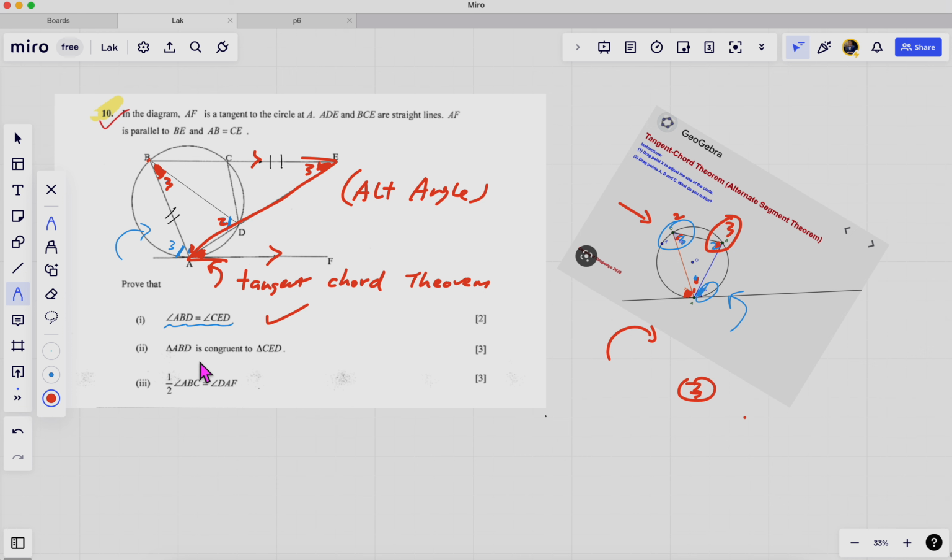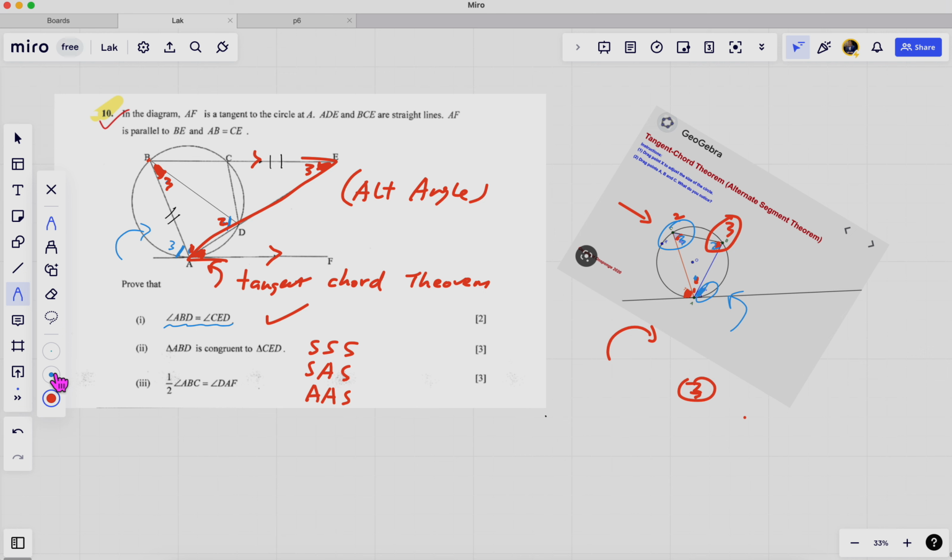And then over here, ABD is congruent. Where's ABD? ABD is this one, right? And then C, it's this one. To prove congruency, you have SSS, you have SAS, you also have AAS, what else? That's pretty much.